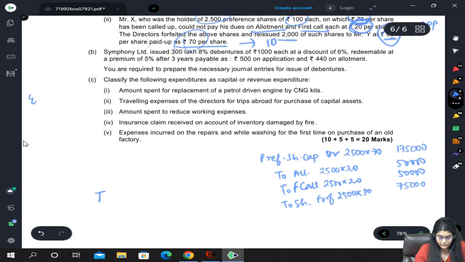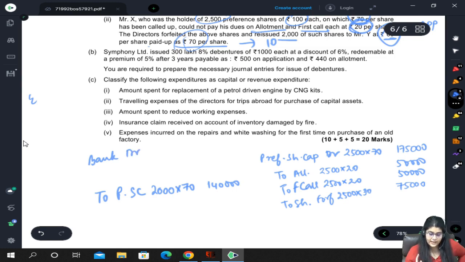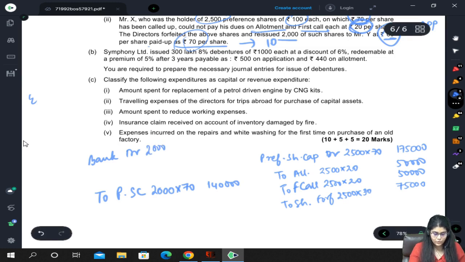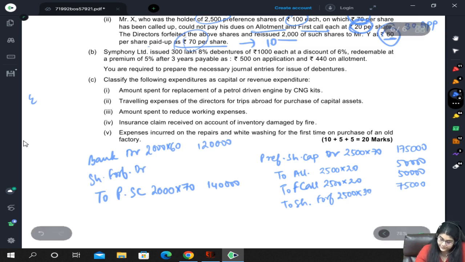Okay. So first of all, let's create the preference share capital. 2000 shares as 70 paid up, which means 140. Now out of this, we are receiving 60 rupees per share. So 2000 into 60, so we are receiving only that, and the remaining we have to take from share forfeiture.